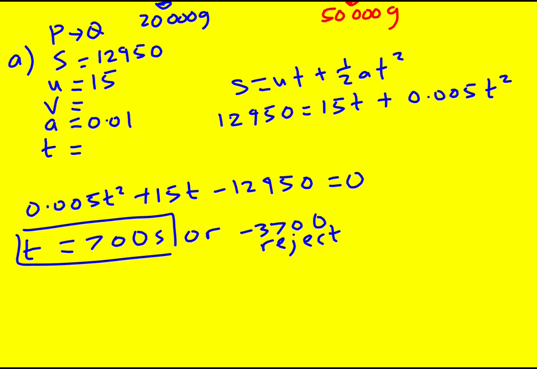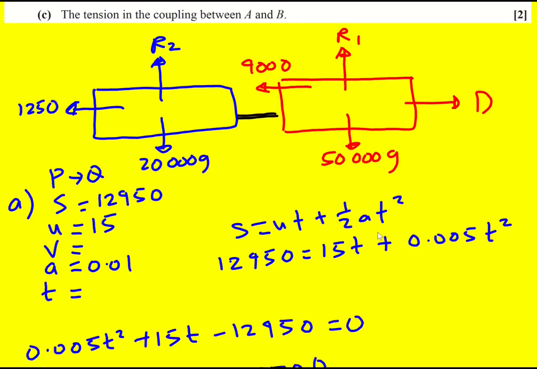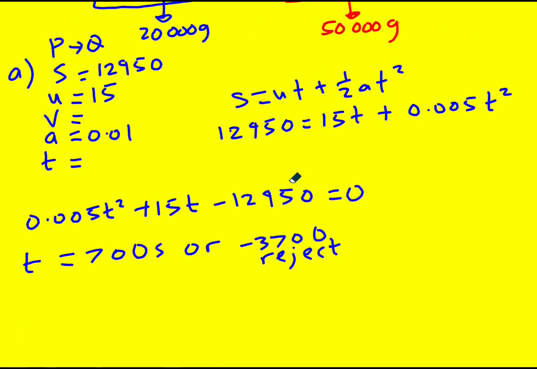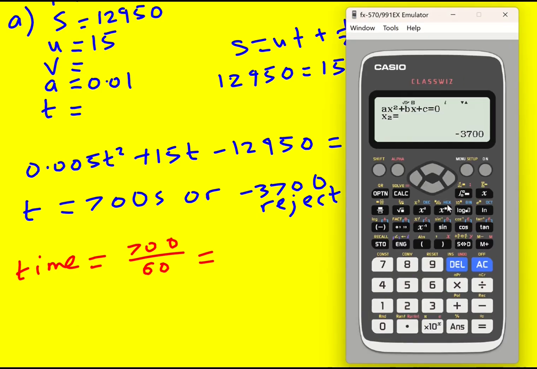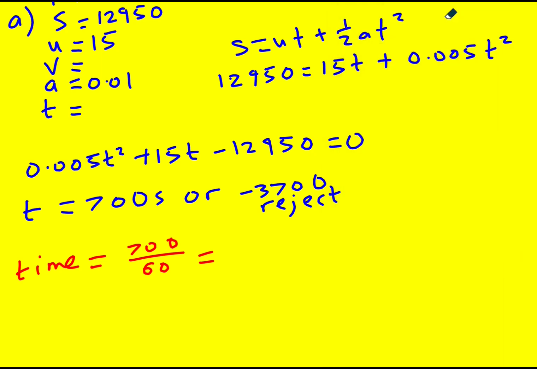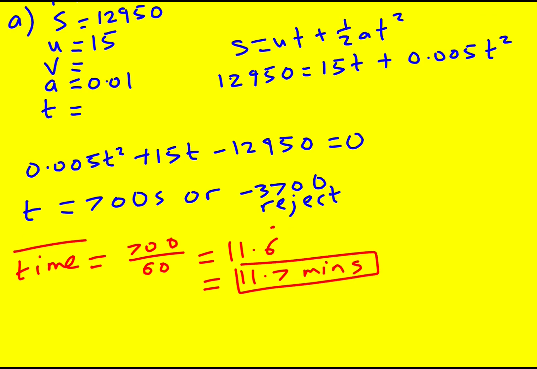Okay, good start. Now, the only other thing is that we're asked for the time in minutes, and we've calculated it in seconds. So just need to divide through by 60. That's 11.11 recurring. It's not asked for minutes and seconds, so it's simply going to be 11.7 minutes to 3 significant figures. Good start to this question.